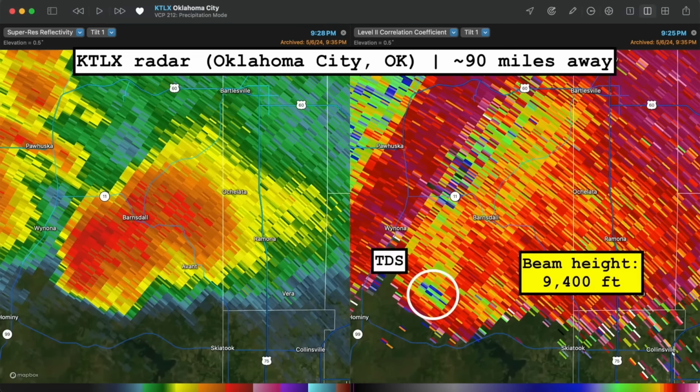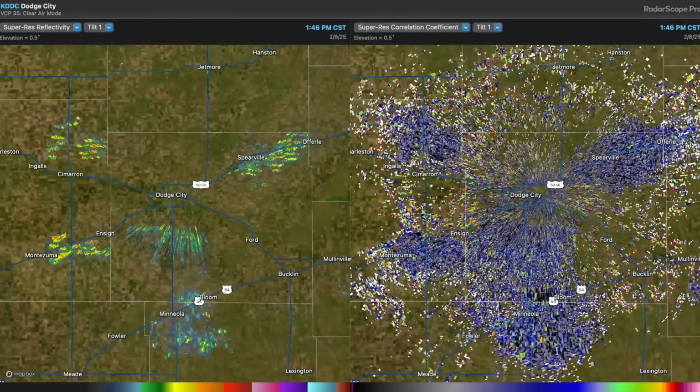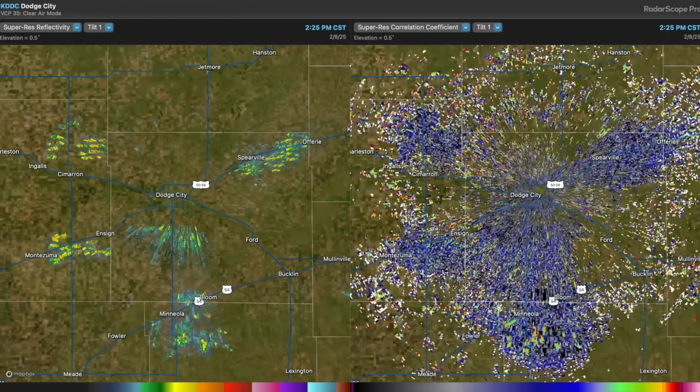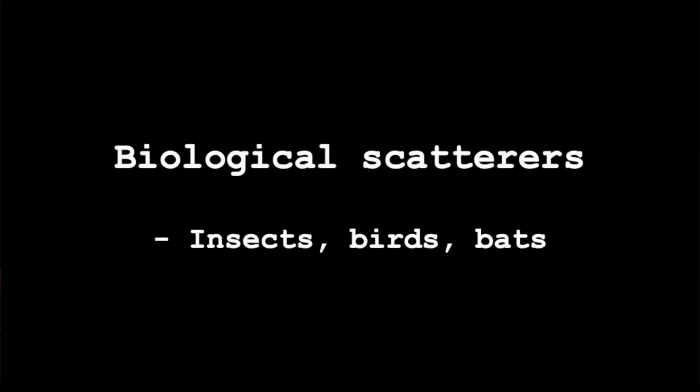Intense tornadoes can loft debris tens of thousands of feet into the atmosphere, so in these situations, correlation coefficient may still be helpful. Alright, let's now take a look at some specific artifacts and errors that can show up in radar data. Earlier we talked about ground clutter, which is one of many non-meteorological phenomena that can occur. Biological scatterers, namely insects, birds, and bats, can also appear on radar.